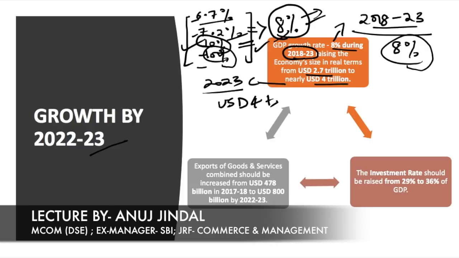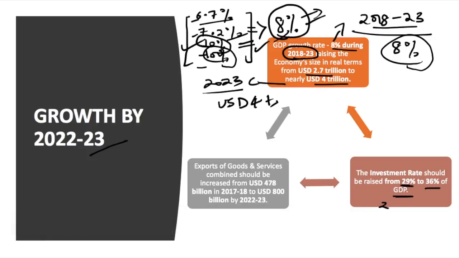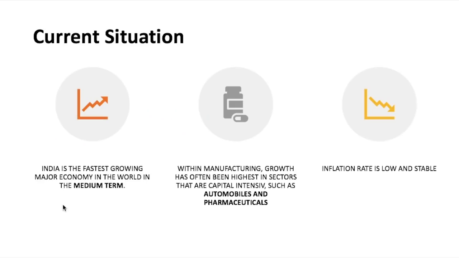The second one is that the investment rate should be raised from 29% to 36% of GDP by 22-23. Exports in goods and services should be increased from $478 billion to $800 billion. Again, these numbers are important. They can be asked in the examination. So these are the objectives that have been provided for growth.